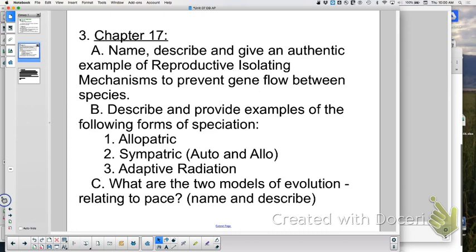Okay, good. All right, so 17, name, describe, and give an authentic example of reproductive isolating mechanisms to prevent gene flow between species. Let's name them. There's like 10 of them, right? What was the first one?